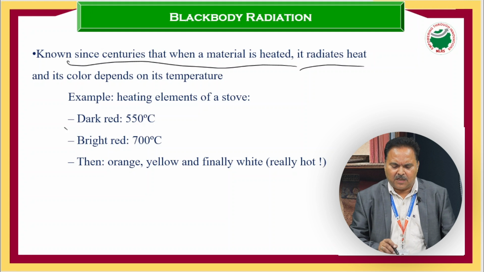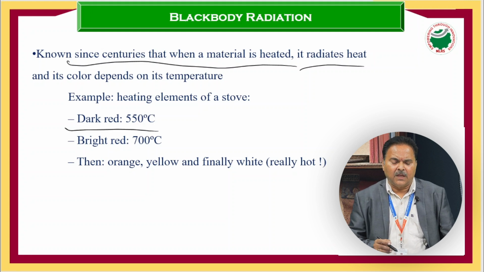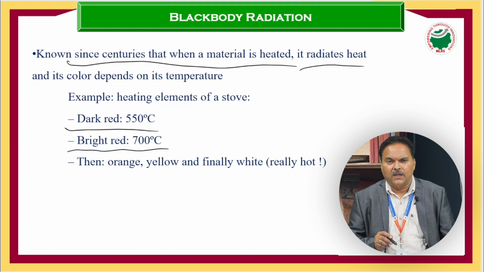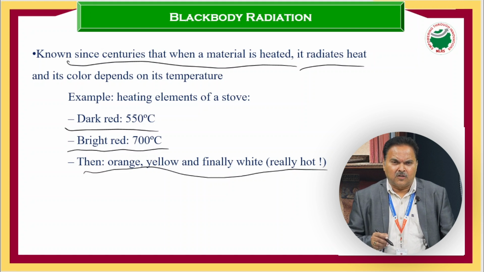At around 550 degrees centigrade, most materials appear dark red. For bright red, the material should be at 700 degrees centigrade. Then orange, yellow, and finally, when really hot, white. If you see the sun at midday, around 12 to 1, it looks very white.